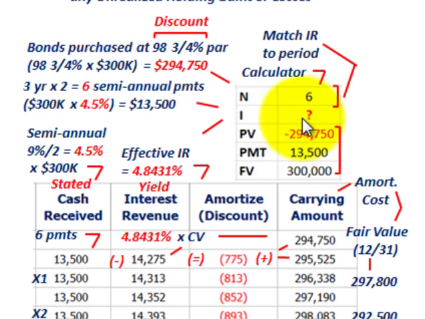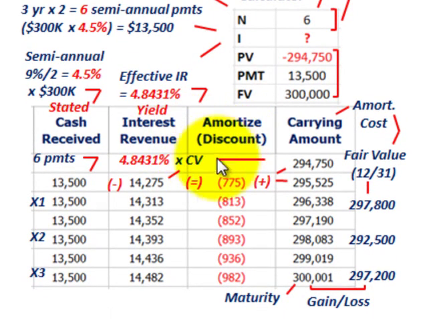They hit your interest button here, your I button, and you're going to come up with an effective interest rate here of 4.8431%. Okay, so now to determine our interest revenue here semi-annually and our amortization of this bond.